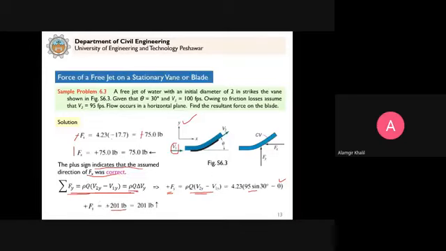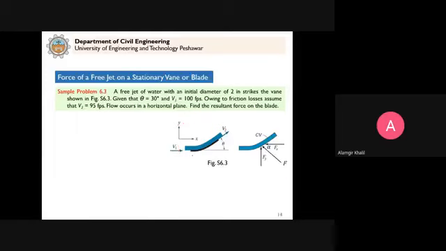Again I get a plus answer. It means that this assumed direction is correct. If I get a plus answer, this assumed direction is correct. If I get a negative answer, then it means this direction is incorrect. It means it is acting down, not upward. So we assume the direction of forces, and in the end, the plus or minus sign tells us whether the assumed direction is correct or not.